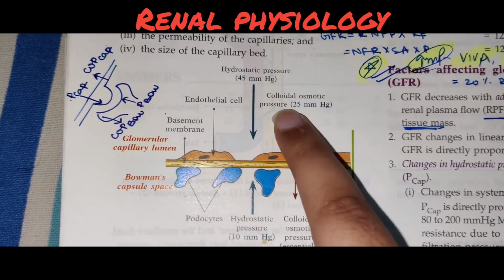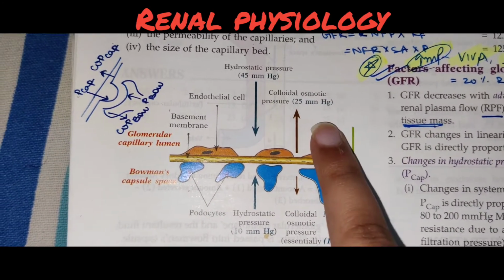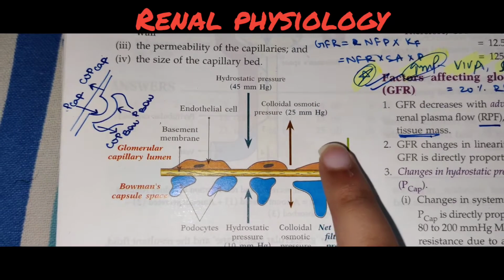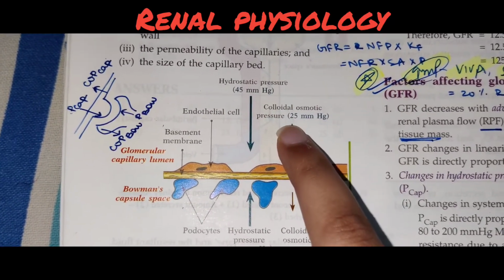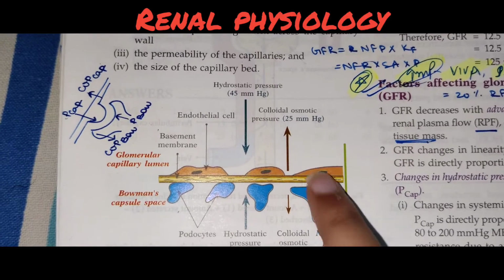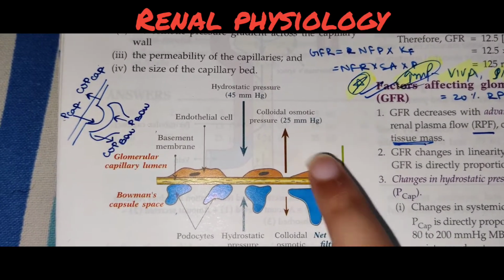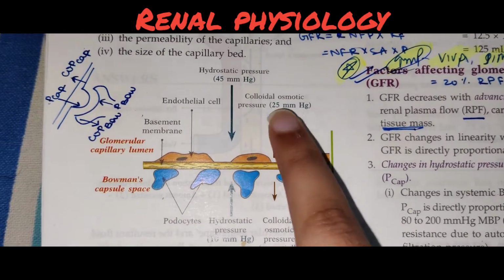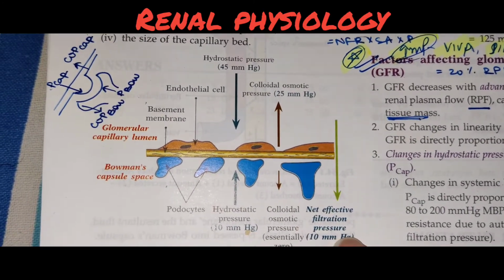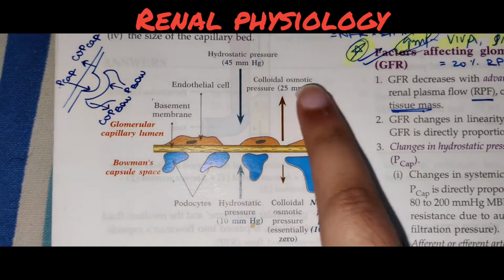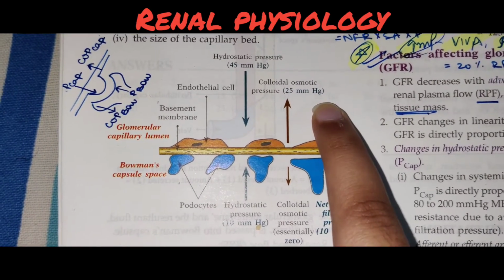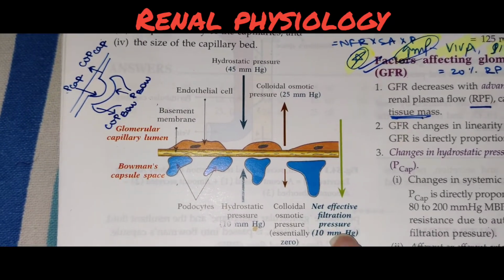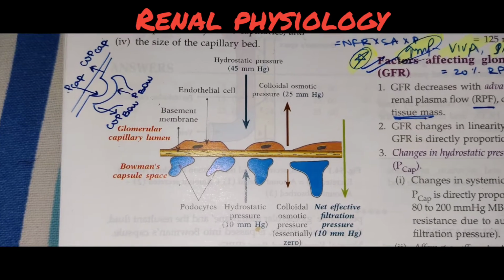Next is the colloidal osmotic pressure. If there is hypoproteinemia, that is, less protein in the body, then this pressure will decrease because the proteins are decreasing. Its direction is opposite to the net pressure, so if it decreases, the net effective pressure will increase, and thus GFR will increase. If there is dehydration in the body, the concentration of protein will increase, colloidal osmotic pressure will increase, net effective filtration pressure will decrease, and GFR will decrease.